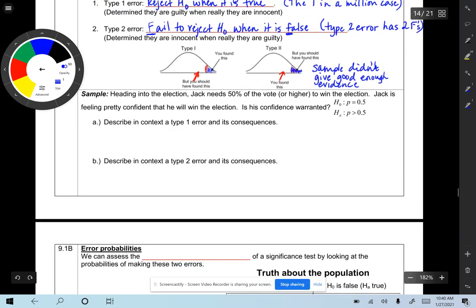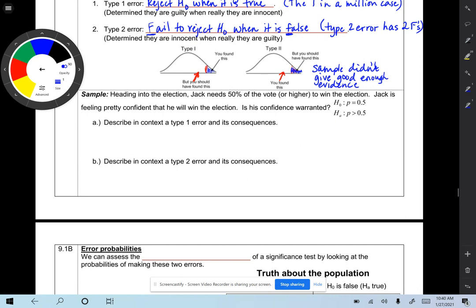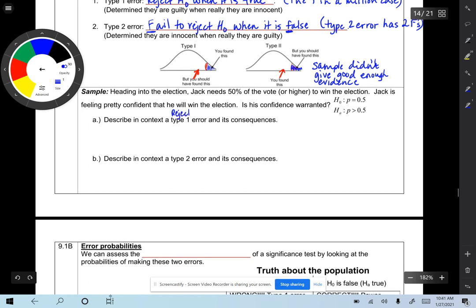All right, let's do an example. Heading into the election, Jack needs 50% of the vote or higher to win the election. Jack is feeling pretty confident that he will win the election. Is this confidence warranted? The null hypothesis is P equals 0.5. The alternative hypothesis is P greater than 0.5, where P is the proportion of votes needed in the election. So describe in context a type 1 error and its consequences. So the type 1 error is rejecting the null when it's true.